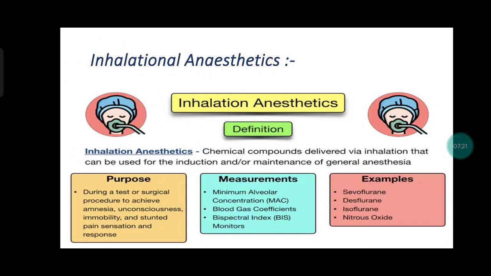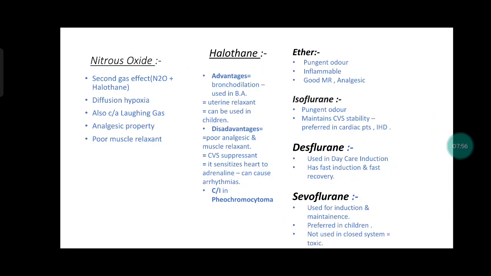Inhalational anesthetics. Inhalational anesthetics are the chemical compounds delivered via inhalation that can be used for induction or maintenance of general anesthesia. Its purpose is that it is used during a test or a surgical procedure to achieve amnesia, unconsciousness, immobility and stunted pain sensation and response. Measurements: minimum alveolar concentration, that is the MAC, blood gas coefficient and bispectral index monitors. Examples of inhalational anesthetics are sevoflurane, desflurane, isoflurane and nitrous oxide. Now we'll see the individual drugs.